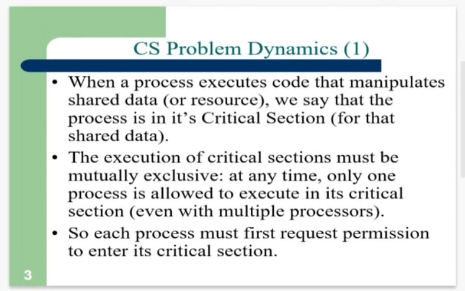When a process executes code that manipulates shared data, we say that the process is in its critical section. The execution of critical sections must be mutually exclusive. At any time, only one process is allowed to execute in its critical section. So each process must first request permission to enter its critical section.